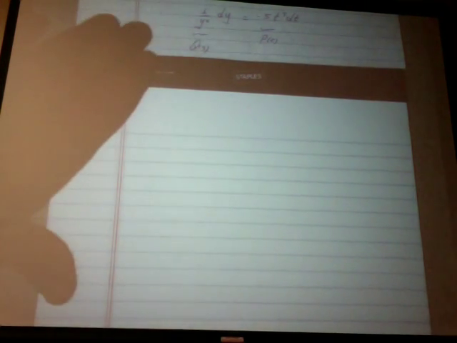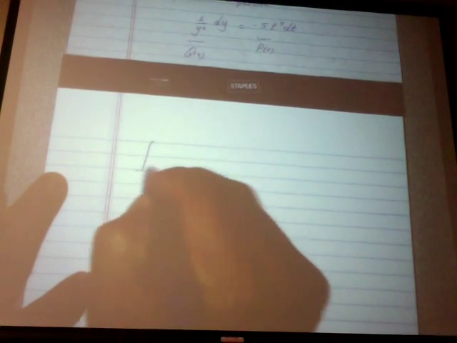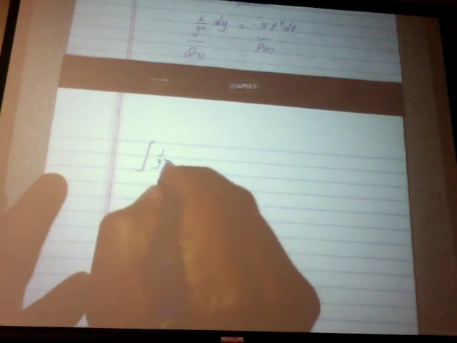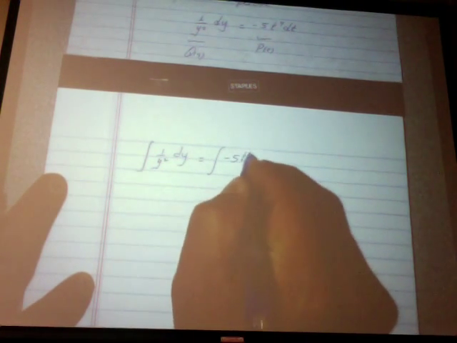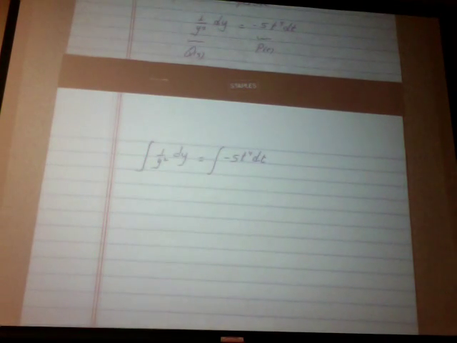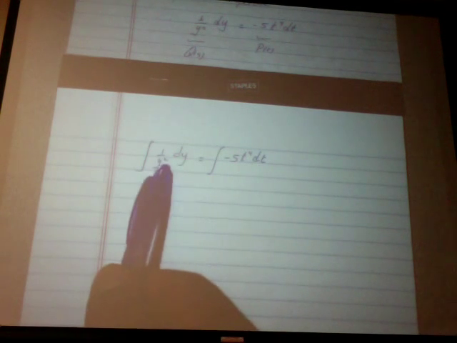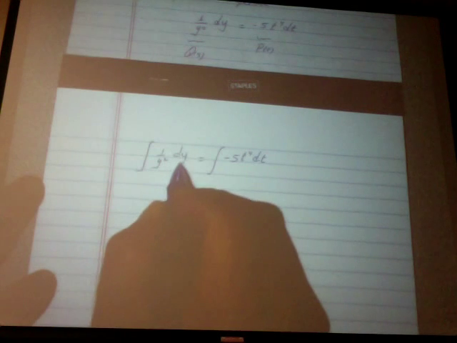All right, so that means that the integral of 1 over y squared dy should be equal to the integral of minus 5t to the fourth dt. All right? So, what's the answer to the left-hand side? What is the integral of 1 over y squared dy?